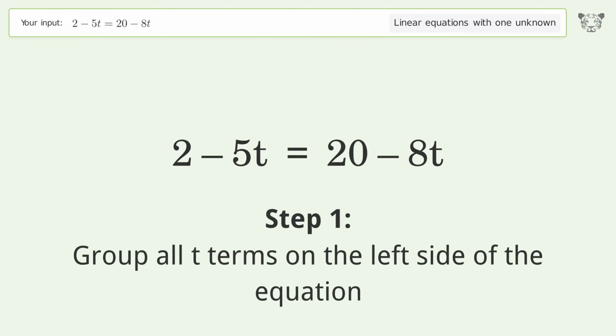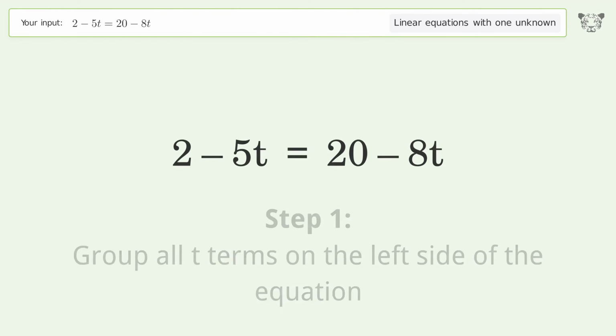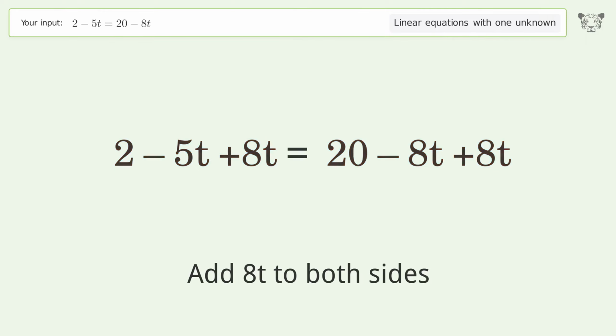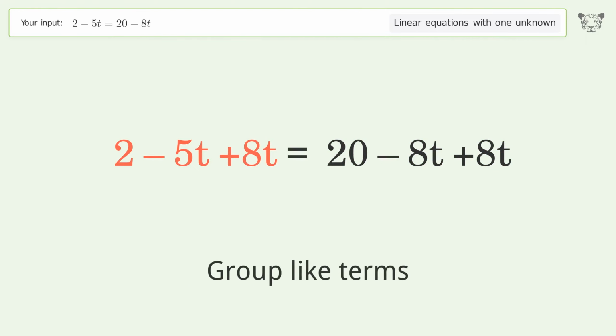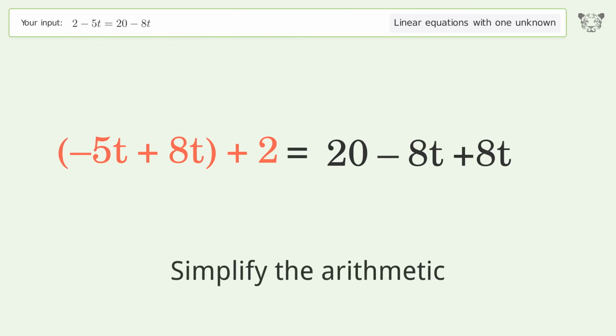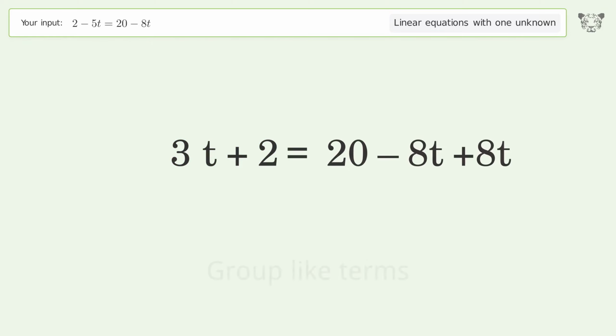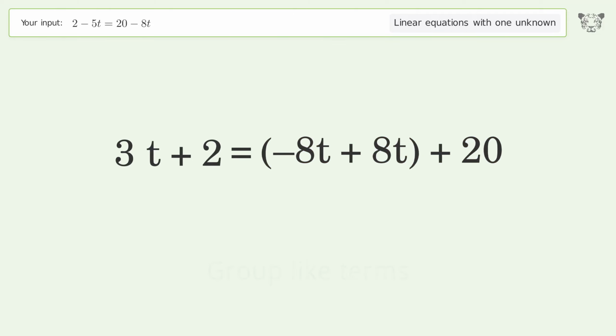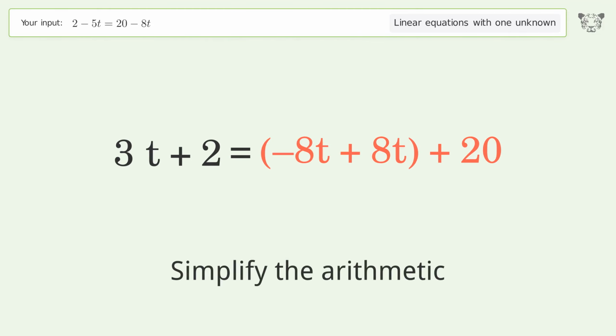Group all t terms on the left side of the equation. Add 8t to both sides. Group like terms. Simplify the arithmetic. Group like terms. Simplify the arithmetic.